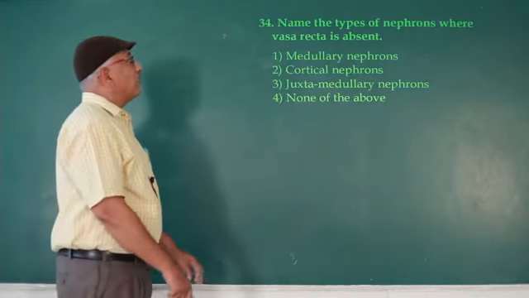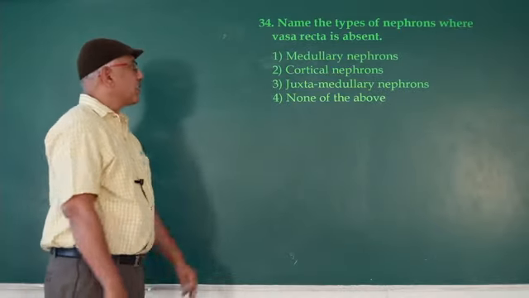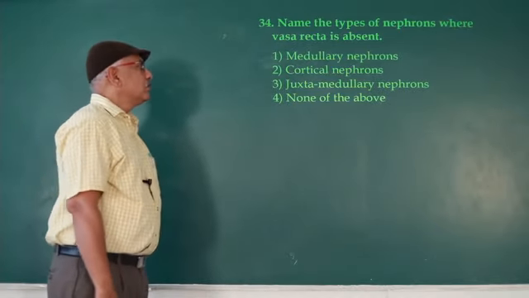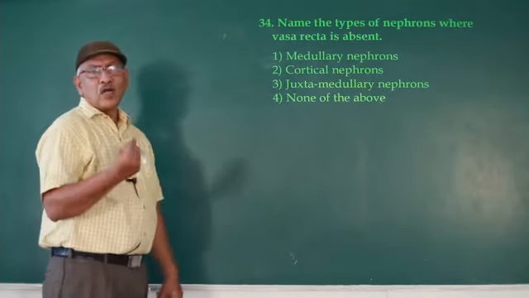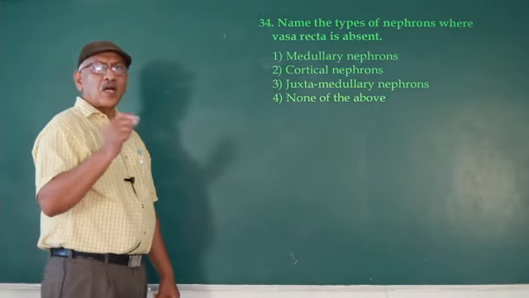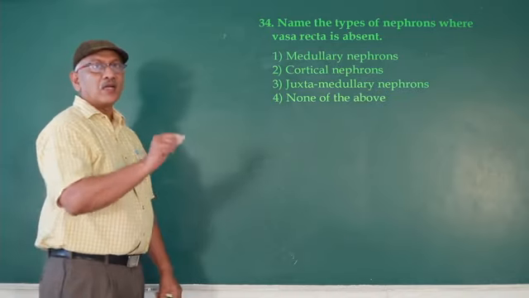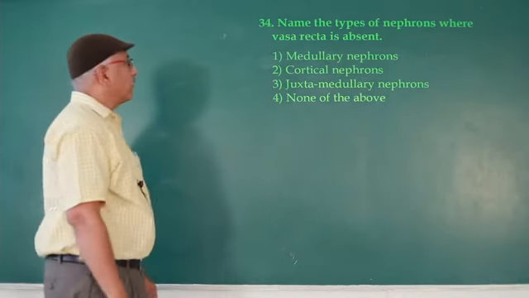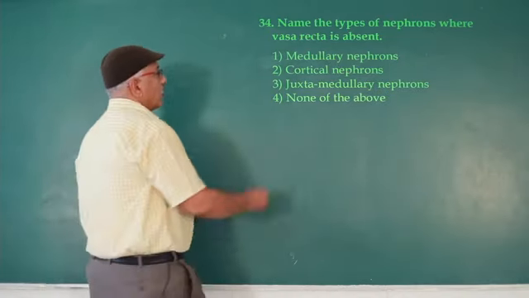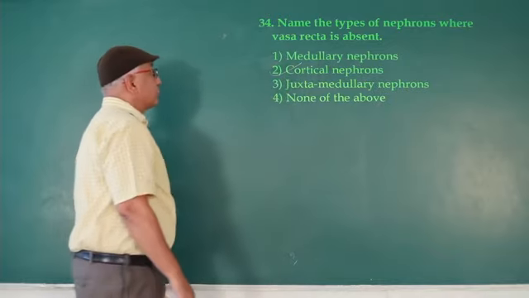Name the type of nephrons where vasa recta is absent. In some cortical nephrons, vasa recta is reduced or absent. Some cortical nephrons possess vasa recta also, but not well developed. So the answer is cortical nephrons.